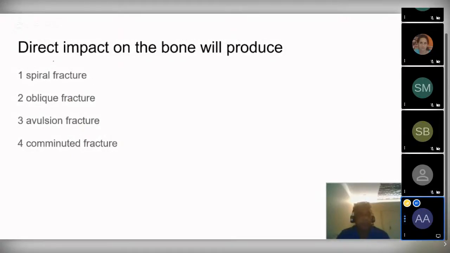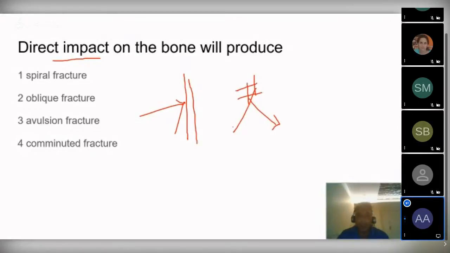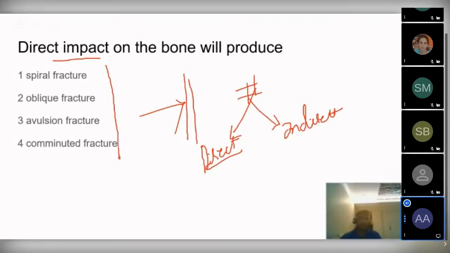Okay. Direct impact. I was telling you, suppose you are walking on a road, you are a pedestrian, a motor vehicle hits you. So that is a direct. The fractures can happen because of direct injury, direct impact. The force directly acts on the part of the body, or it acts indirectly. I will give you some examples a little later, but let us focus on this question right now. Direct impact on the bone will produce what kind of fracture? Can anybody answer this?